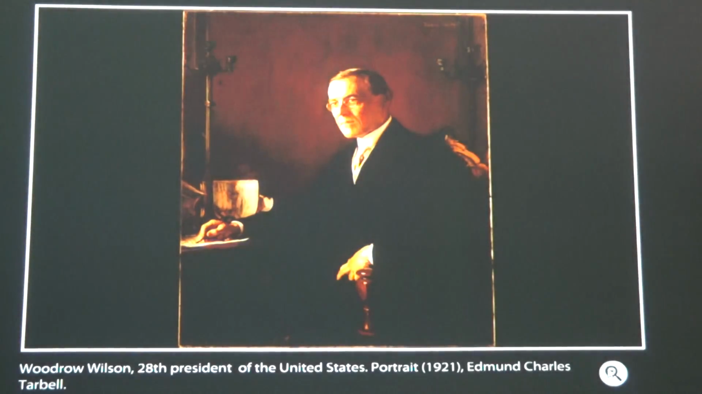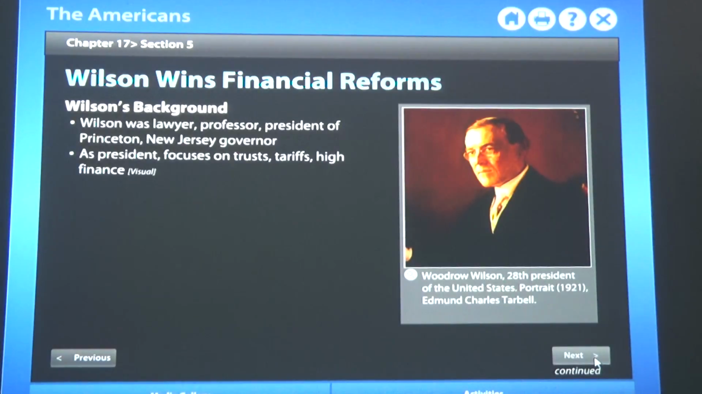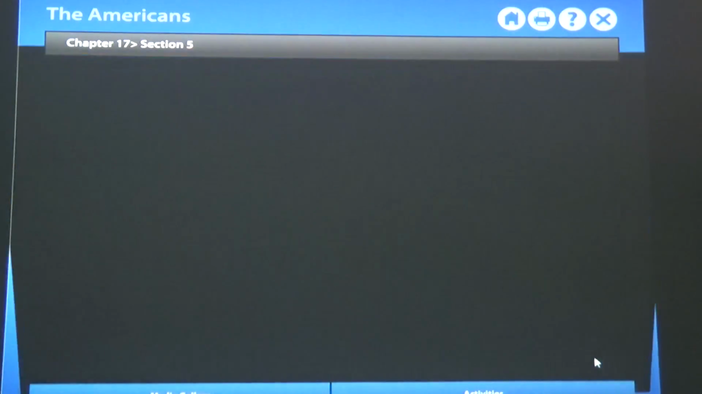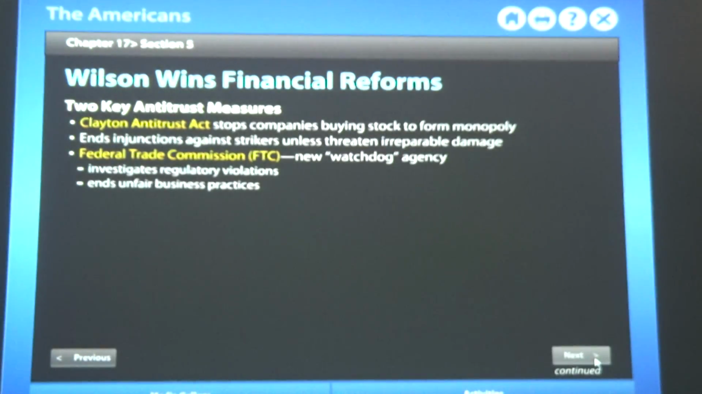You obviously will deal with World War I as well, but we'll look at that later on in another chapter. We're now looking at domestic issues. The Clayton Antitrust Act continues what happened with the Sherman Antitrust Act, stopping companies from buying stock to form monopolies. He also forms a new watchdog agency within the federal government, the Federal Trade Commission. They're supposed to make sure that businesses are doing things on the up and up, and it also ends injunctions against strikers unless threatened with irreparable damage. It means basically strikers can strike unless it's considered a national emergency, such as the coal strike of 1902.